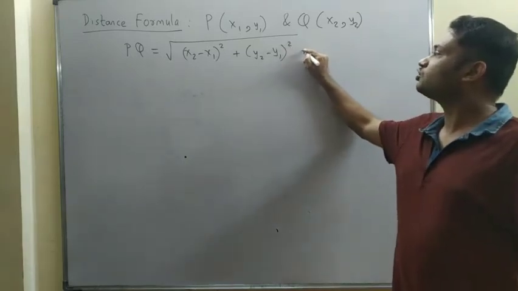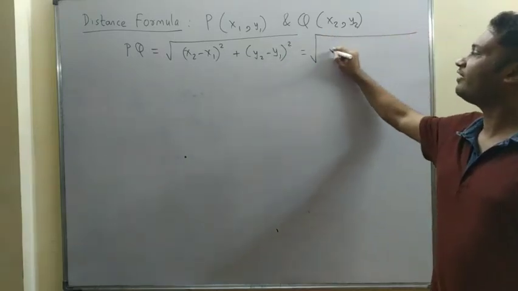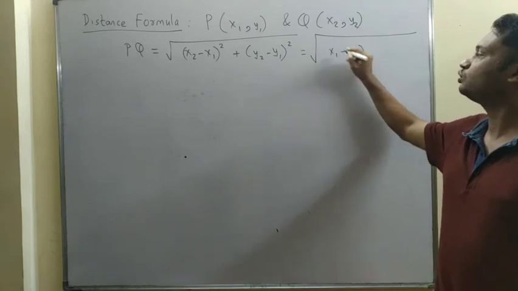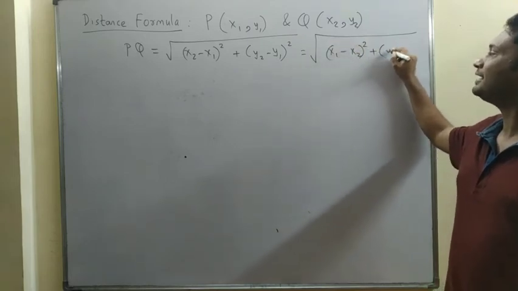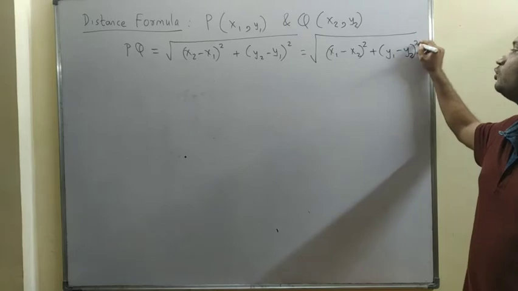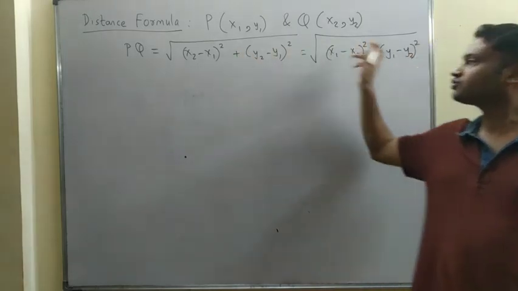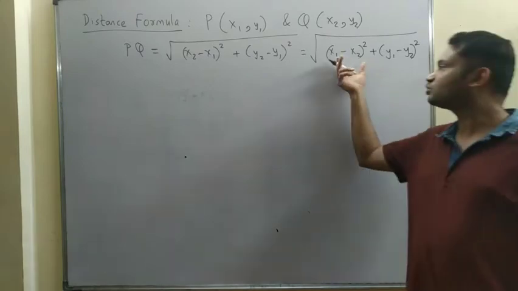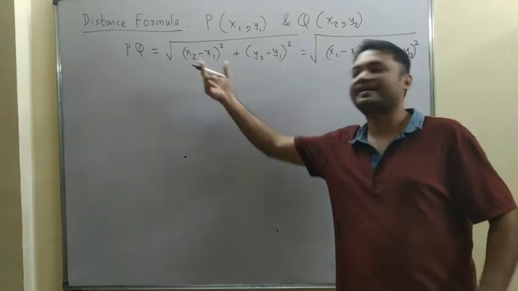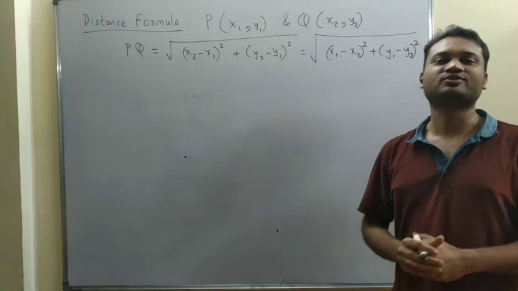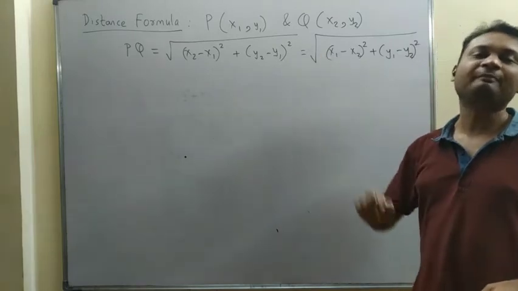This can also be written as square root of x1 minus x2 the whole square plus y1 minus y2 the whole square. It is one and the same because on squaring x1 minus x2 the whole square is same as x2 minus x1 the whole square. So let us see how we prove it.